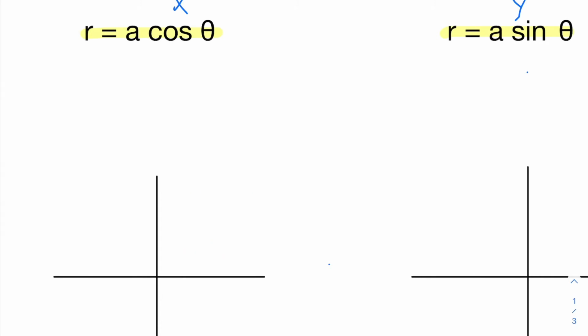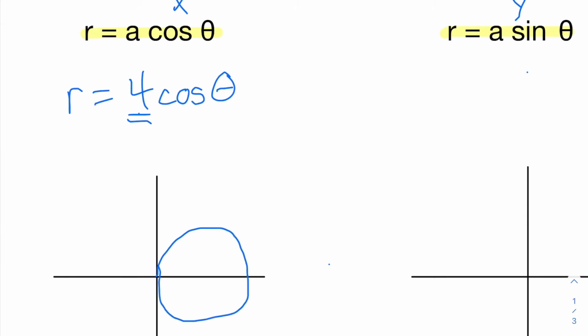So here, if we had something like r equals 4 cosine theta, that means our diameter is 4, and because it's positive and because it's cosine, we're along the horizontal axis out to the right. So we're going to have a circle that points out to the right, and here (4, 0) would be the coordinate for the endpoint of that diameter.